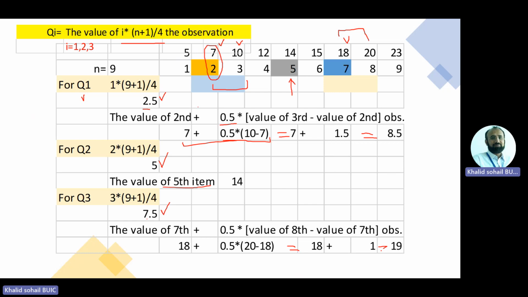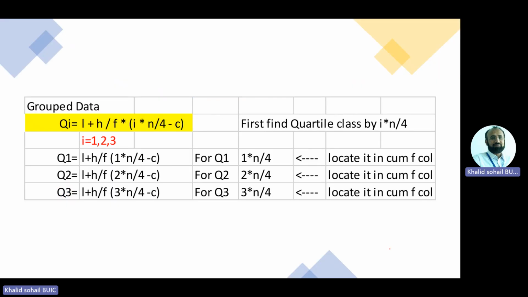So it is all about quartile, and we have the formula for grouped data as well. For grouped data, we usually use this formula, and I have already explained it in the median lecture while discussing how we can calculate the median for grouped data, because first of all we find the median class. In quartile, we first find our quartile class by using this formula.